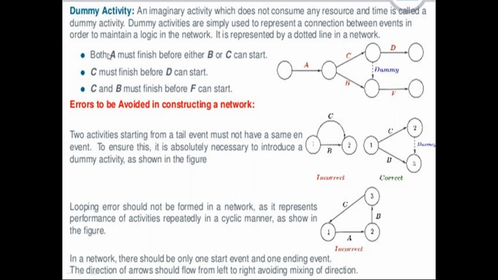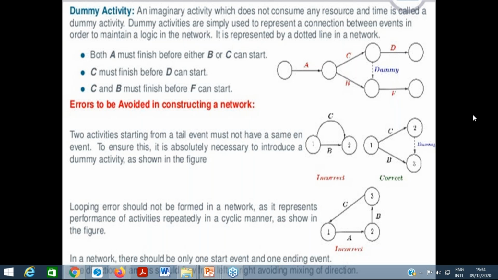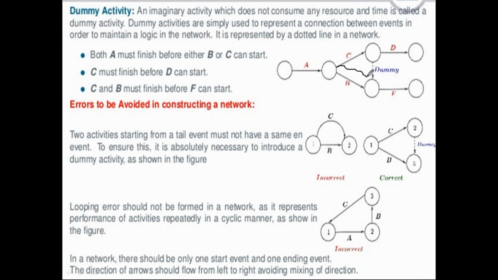So A must finish before B or C can start. This is the condition. So C must finish before D can start. C and B must finish before F can start. So here is this condition that the C activity and B activity must finish before F can start. And in this we cannot make for any two activities the same starting point and end point. So logically, it would have been like this, that this would have been activity C and this had been activity B.